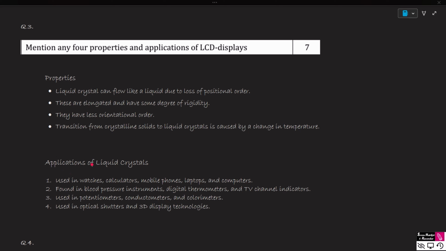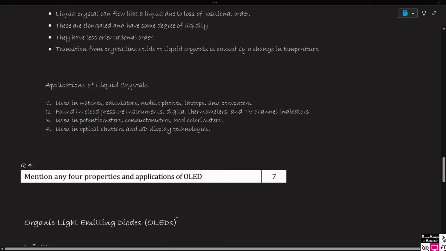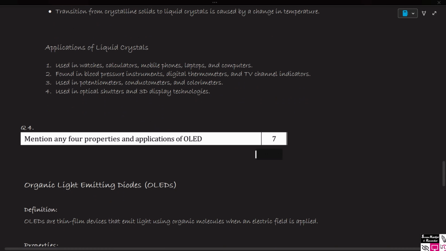So these are the 4 properties, and here these are the 4 applications. This question is repeated many more times, so it is better to study. Moving to the next question: mention any 4 properties and application of OLED. This question is very important, as it was also asked in the model question paper.